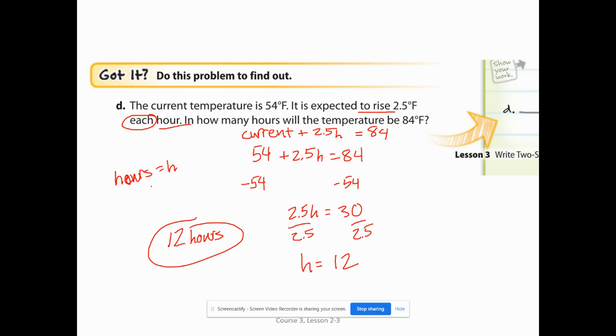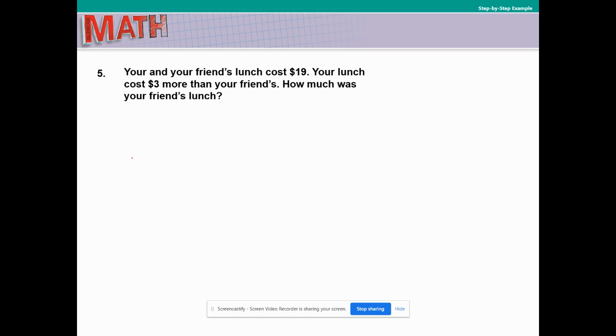Okay. All right. Now we have one final example problem. This is tricky, and I want to cover it briefly, but we've covered the main ideas so far. Your and your friend's lunch cost $19. That's like a total. Your lunch cost $3 more than your friend's. How much was your friend's lunch? So yours is $3 more than the friend's lunch. So let's call the friend's lunch F. And so your lunch would be $3 plus F, and their lunch is just F.